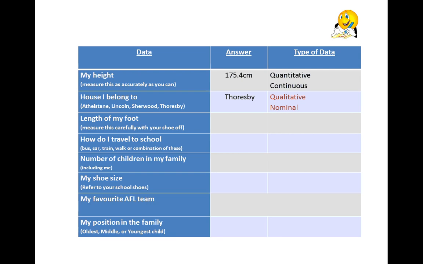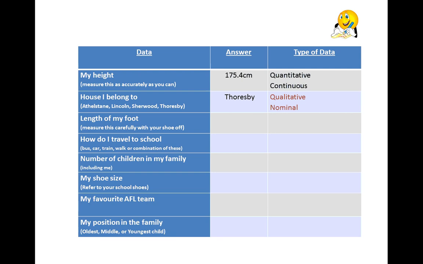The second category there, Thoresby, is definitely qualitative data. It's not number data, it is a category. Thoresby is a category. Are there any orders to Athelston, Lincoln, Sherwood or Thoresby? Well, I'm sure some people might think that some houses are more important than others, or should be coming first, or should not be coming first. But in reality, they are just 4 categories with no particular order in them, so therefore it is nominal data.